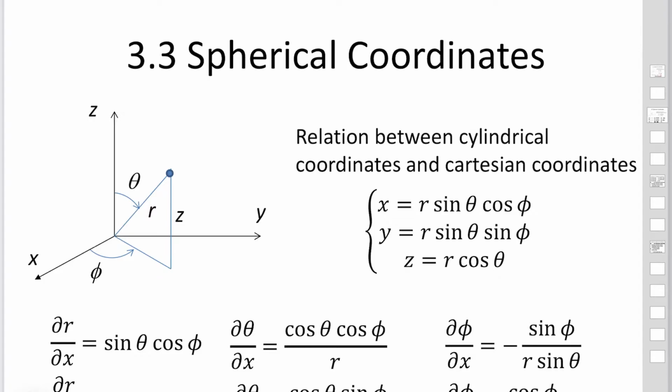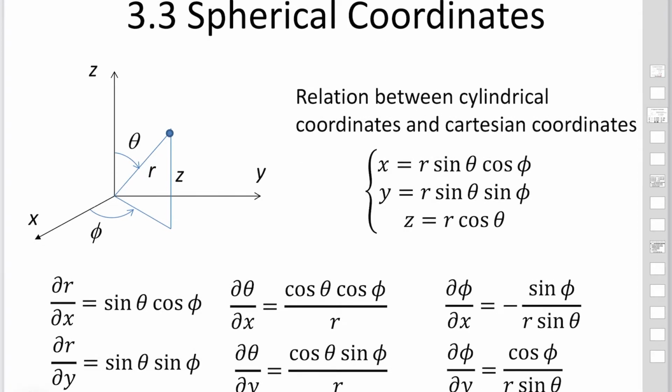In the next section, I'd like to introduce the spherical coordinate. To describe a point in the 3D space x, y, z, we could use r, theta, phi. Theta is the angle between the z-axis and the radial vector. And phi is the angle from the x-axis. So we could convert from r, theta, phi to x, y, z using these equations.